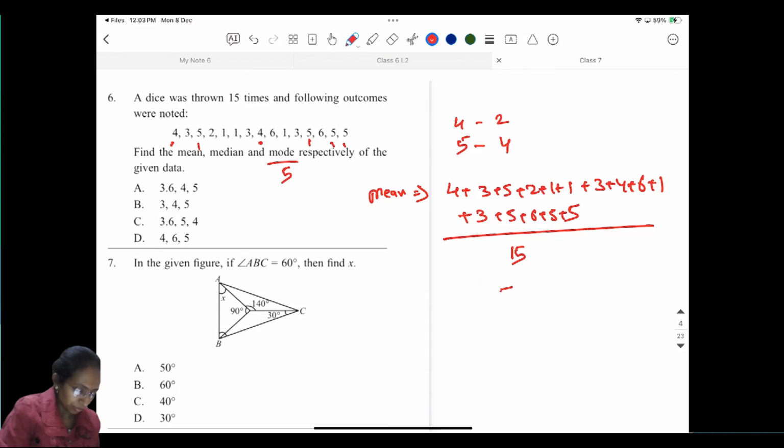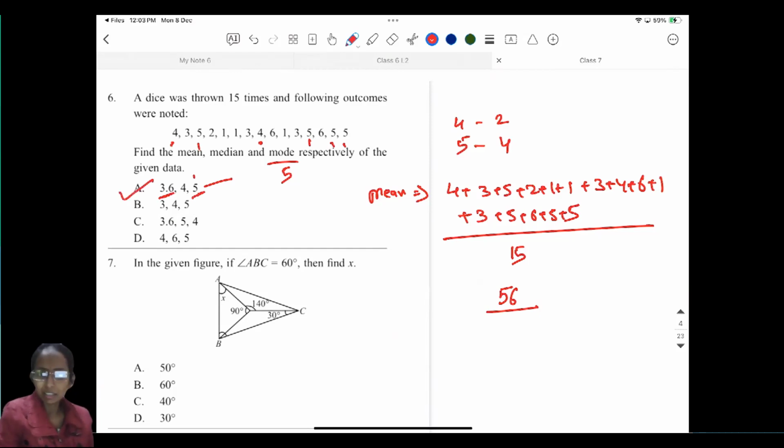That is 56 is the total, divided by 15. So we are having approximately 3.6. So A will be my correct option, because in A we are having mode as 5 and mean as 3.6. So this is my correct option.